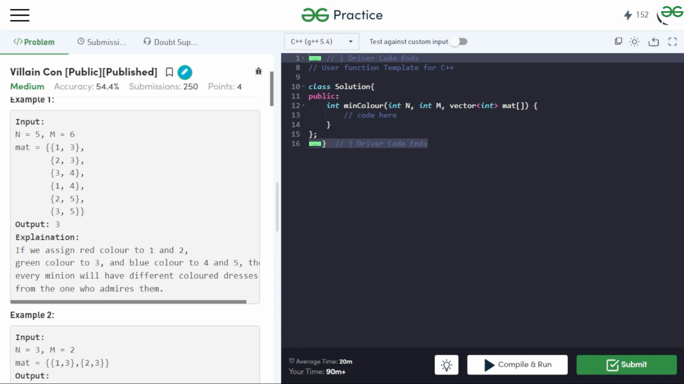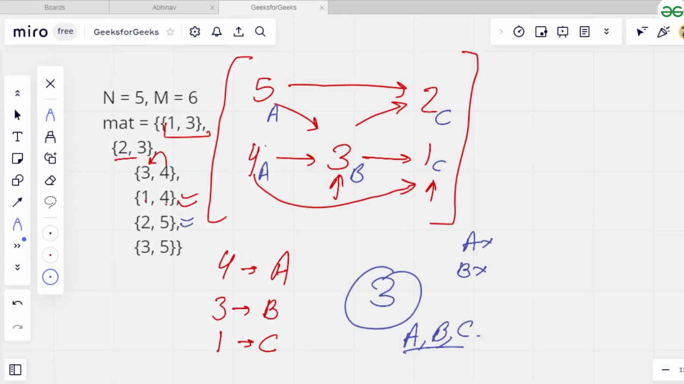So this is how we can do it. Obviously, what we have to find is the longest chain of minions which is given to us, because in each chain the number of colors should be different. If this is a chain, you can point out that this is a particular chain.